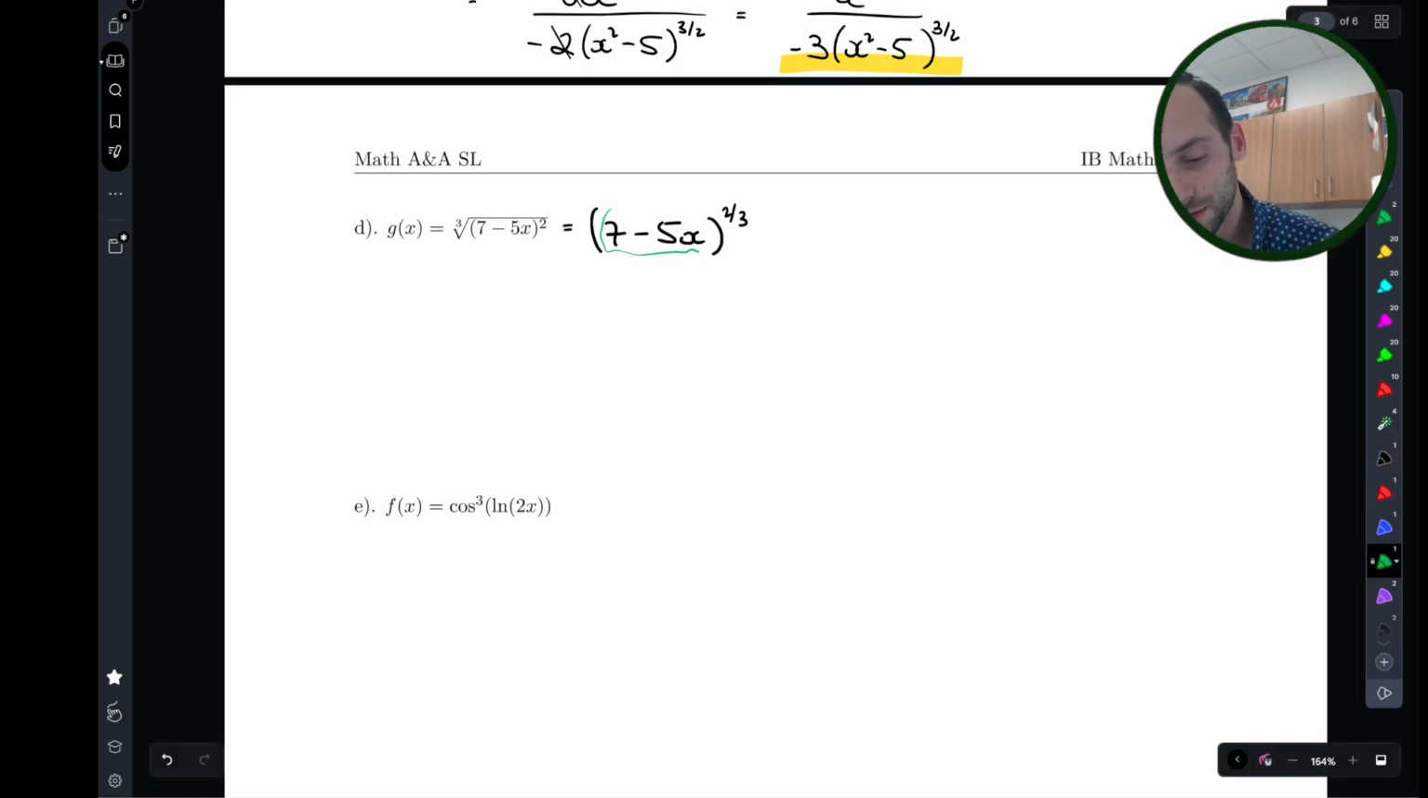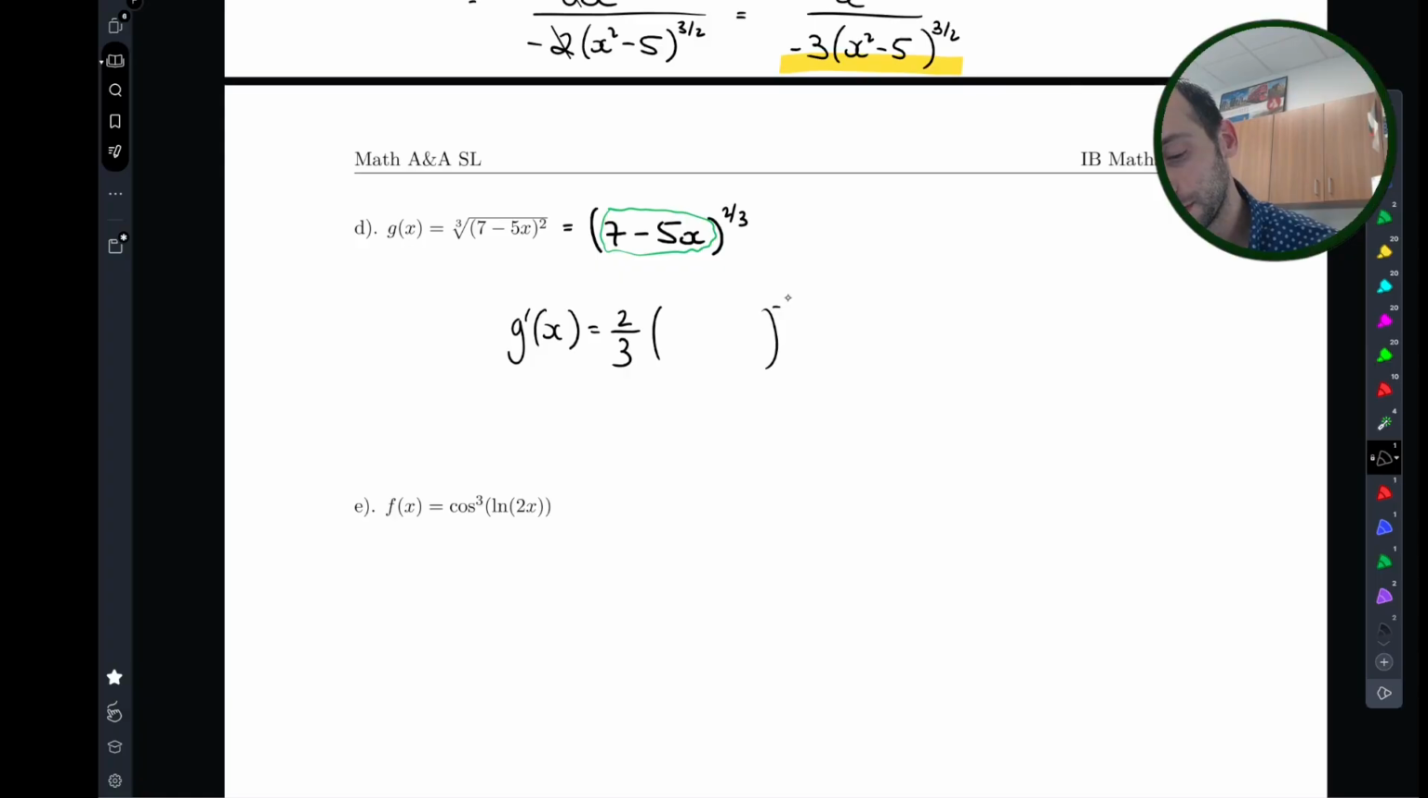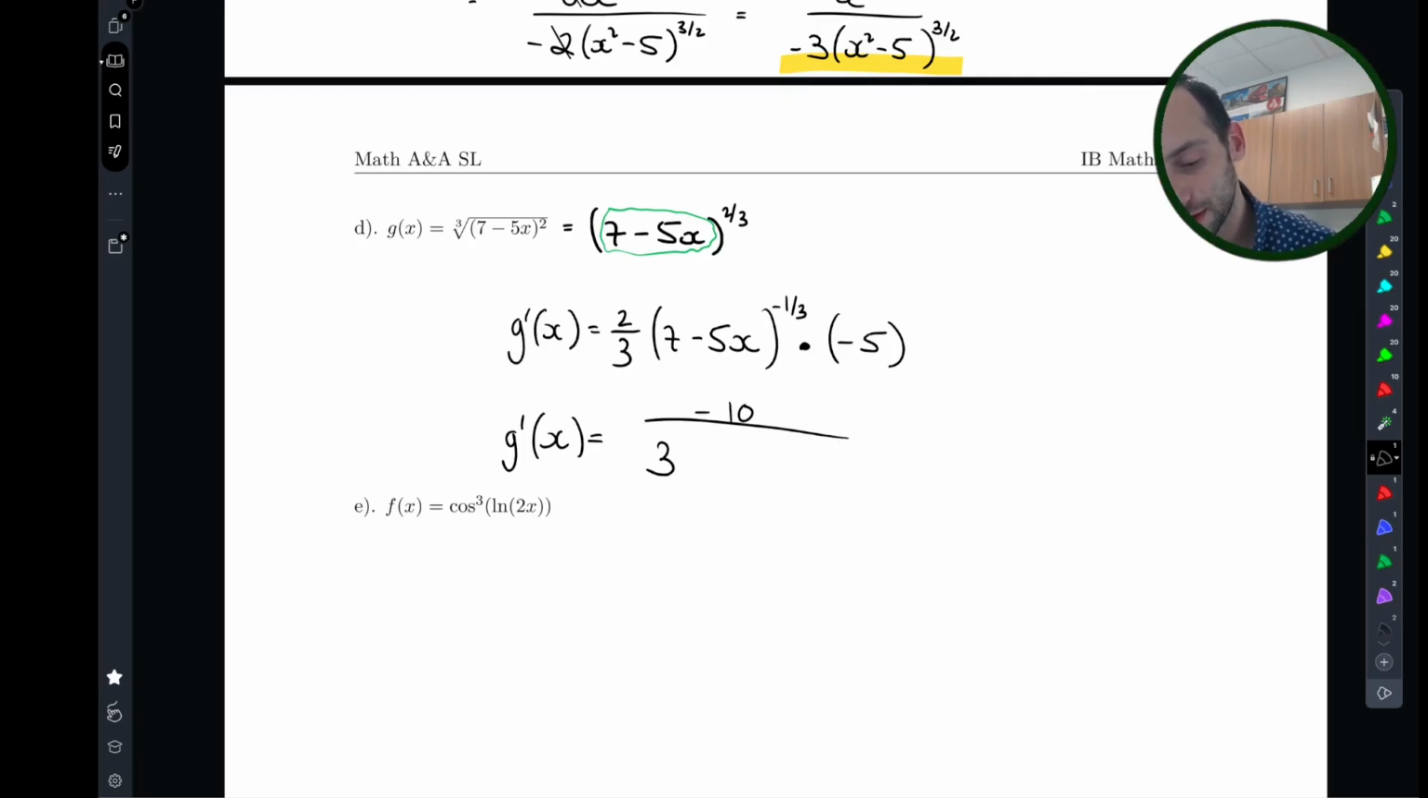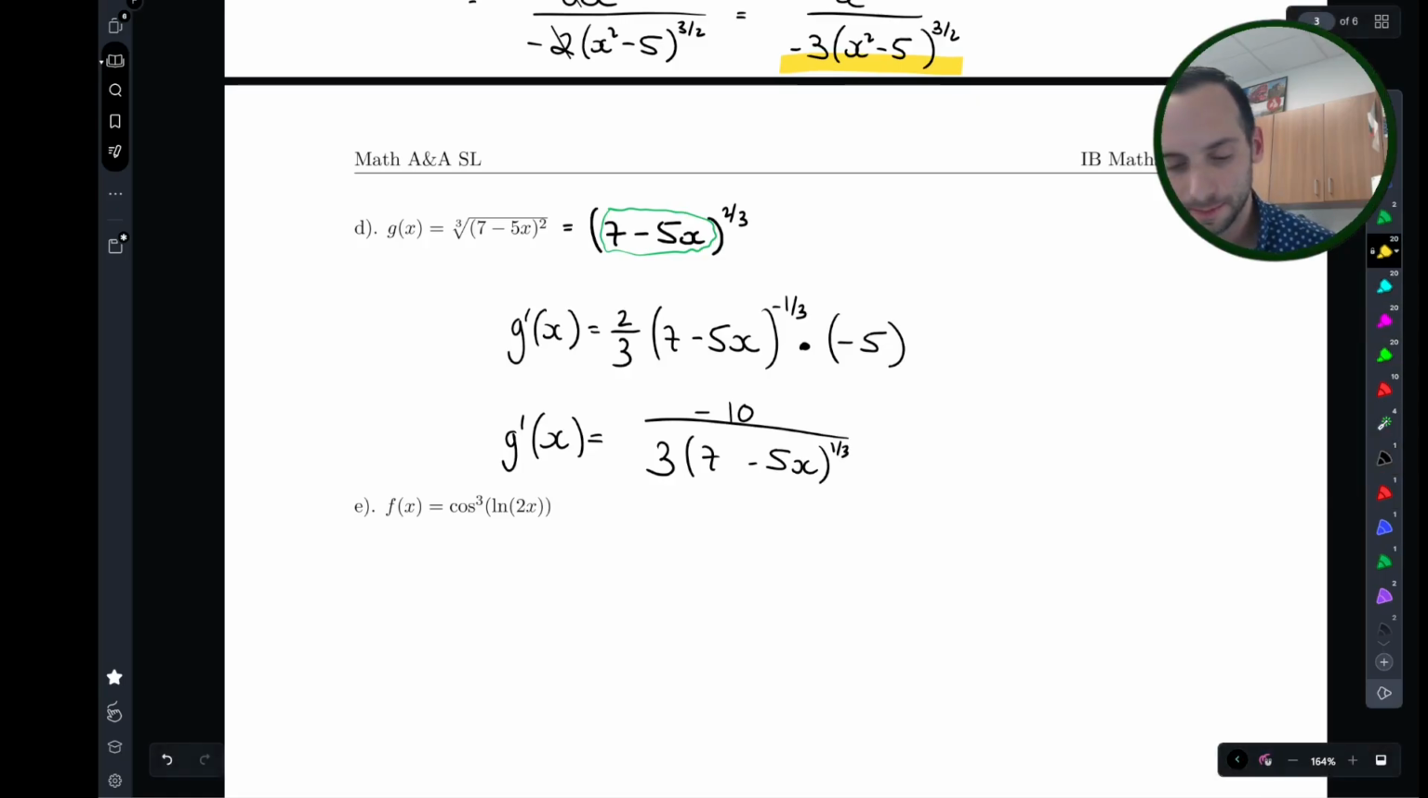From here, it's just 1 round of chain rule with our glob inside there, and then g prime of x: bring the exponent in front, leave the glob alone, drop the exponent down, and don't forget to multiply by the derivative of the glob. A little bit of cleanup to come through here. This is negative 10 over 3 times this parenthesis to the power 1/3.